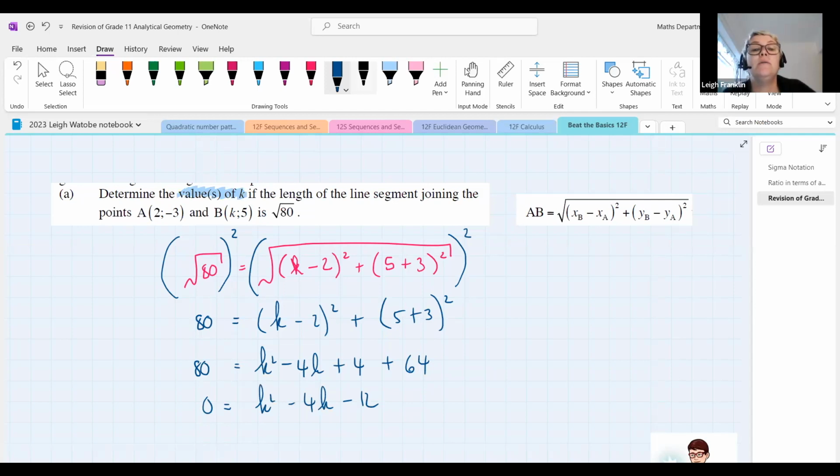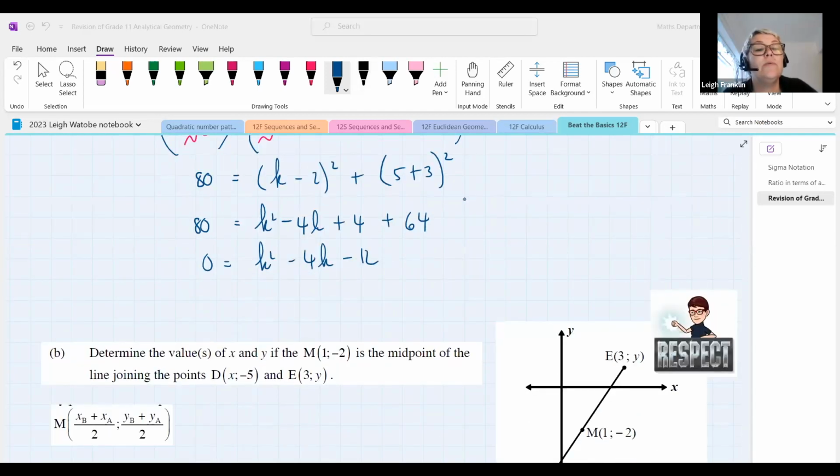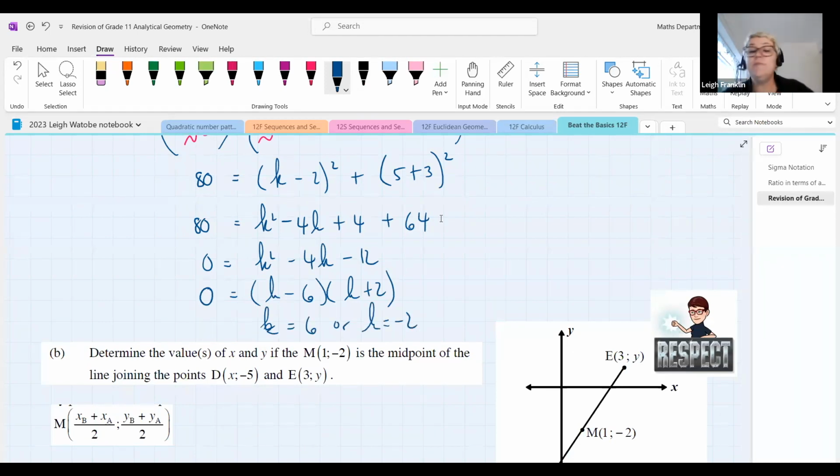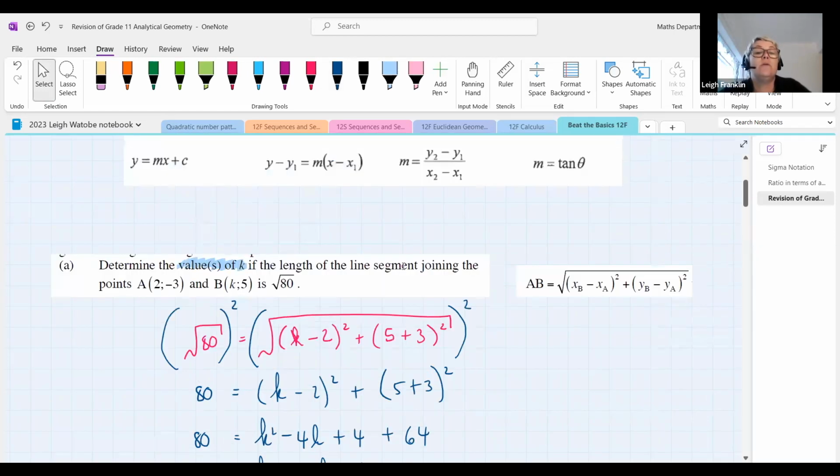That's it, Mikhail. I quite agree with you. And so k equals 6 or k equals -2. So if they told us that k was positive or k was negative, then we could disregard one of our answers.